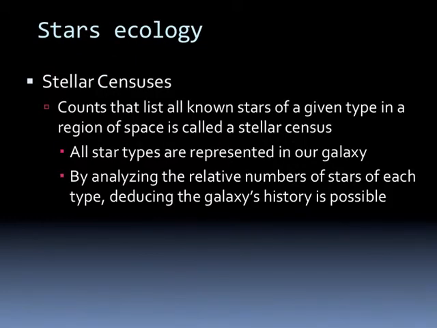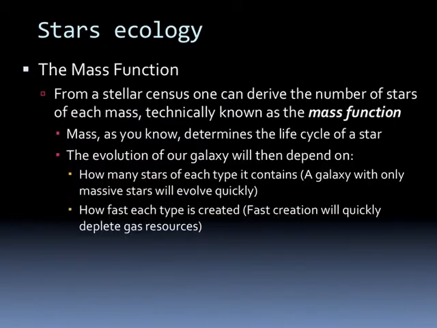A count that lists all the known stars of a given type in a region of space is called a stellar census. All star types are represented in our galaxy. By analyzing the relative number of stars of each type, we can deduce the galaxy's history. Brings us to something called the mass function. From a stellar census, one can derive the number of stars of each mass, typically known as the mass function.